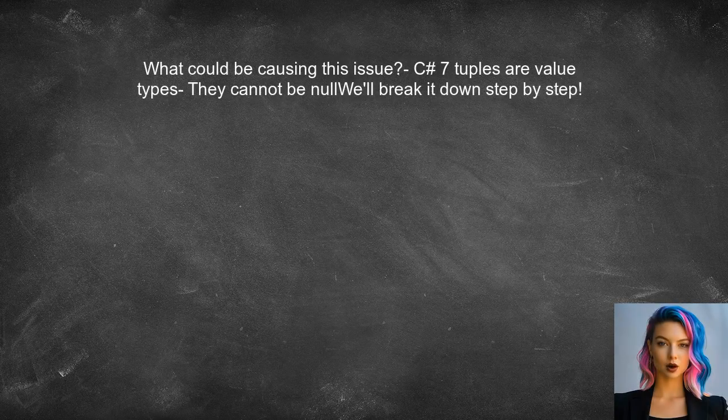So what could be causing this issue? In C#7, tuples are value types, which means they cannot be null. This is why you're seeing that compiler error when you try to check if the result is null. We'll break it down step by step so you can understand how to handle this.